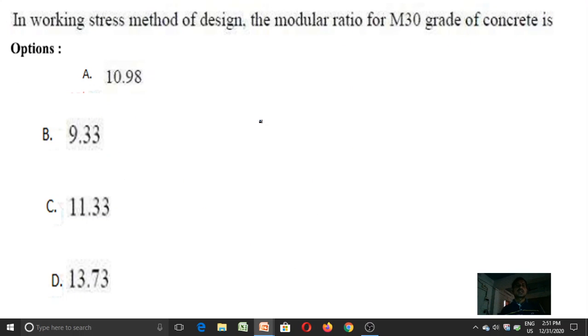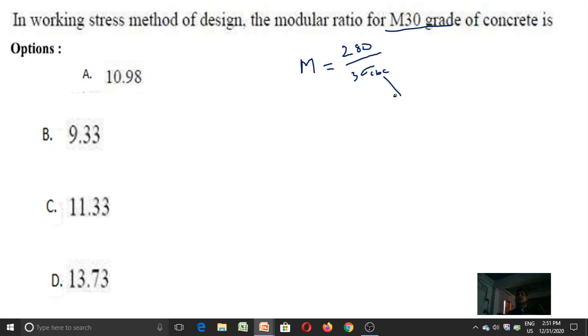So let us see one more question. It is based on the working stress method of design. In the working stress method, what is the modular ratio for M30 grade concrete? According to IS 456:2000, the modular ratio can be calculated with the formula 280 by 3 sigma CBC. What do we mean by sigma CBC here? It is the bending compressive stress.